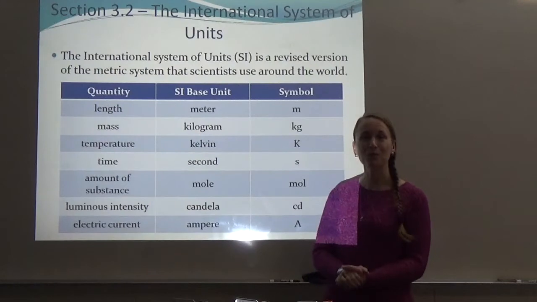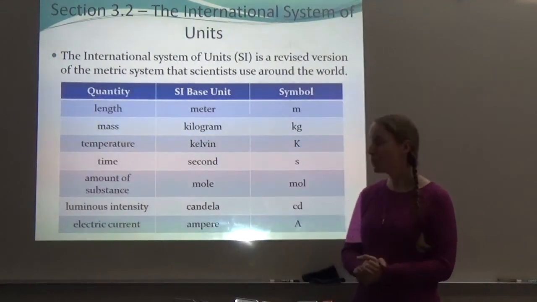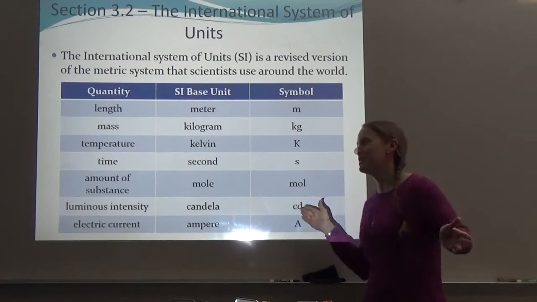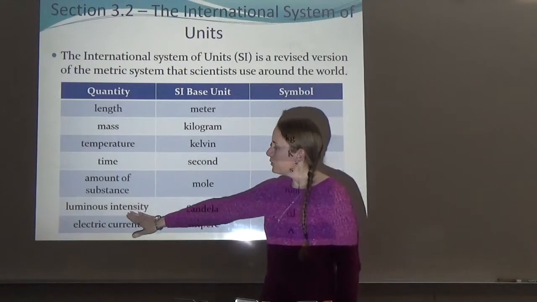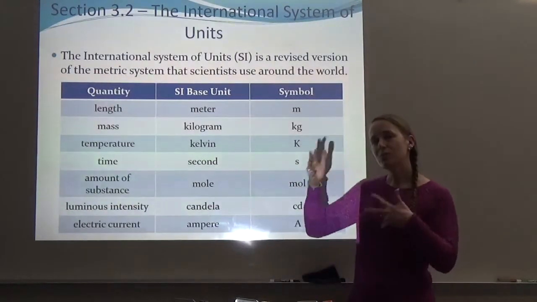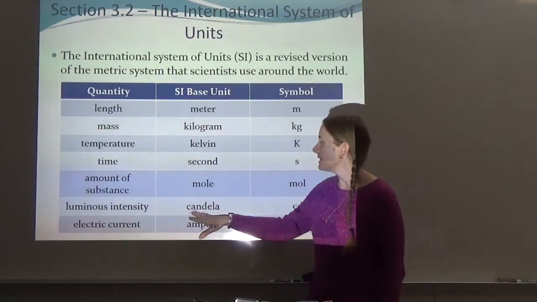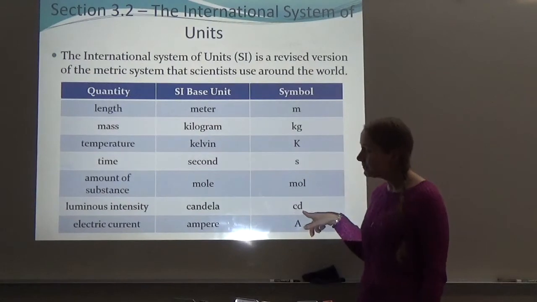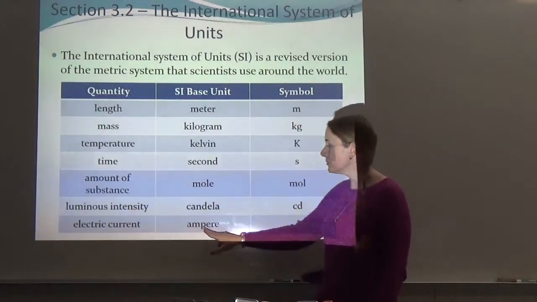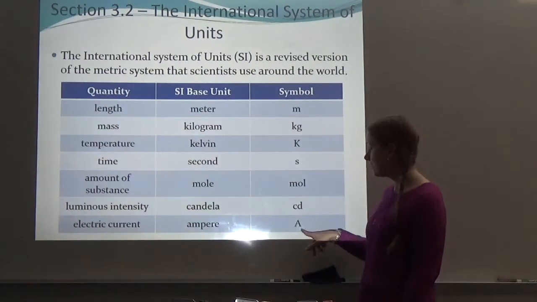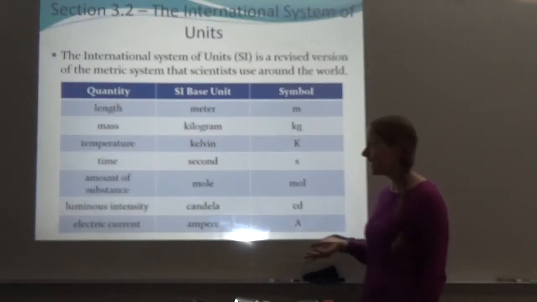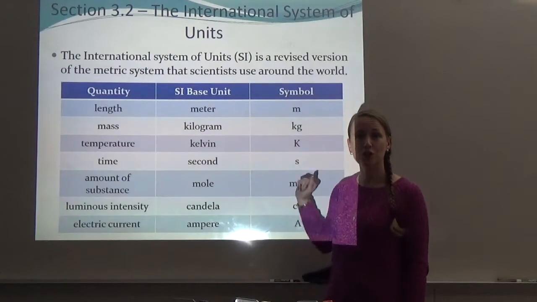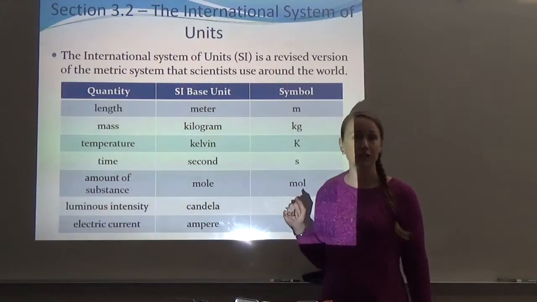We will talk about moles a lot, and we'll celebrate Mole Day, which is October 23rd, just throwing that out there. Next is luminous intensity, that kind of deals with the brightness of something, and the unit is candela, and it is abbreviated cd. And the last one is electric current, which is the ampere, which is abbreviated by a capital A, not amp. So just make sure you know your base units, because I do like to put this chart on quizzes and tests and have you fill it in.